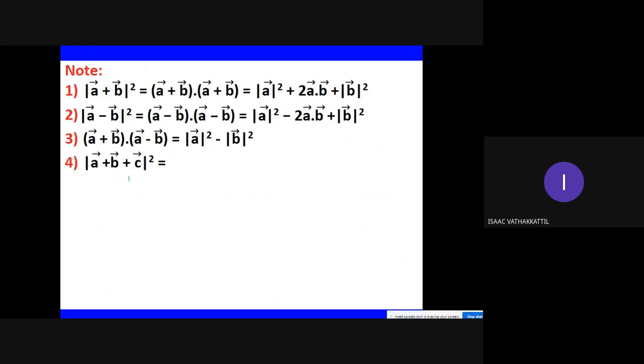Magnitude A plus B plus C squared is magnitude A squared plus magnitude B squared plus magnitude C squared plus twice A dot B plus twice B dot C plus twice C dot A.